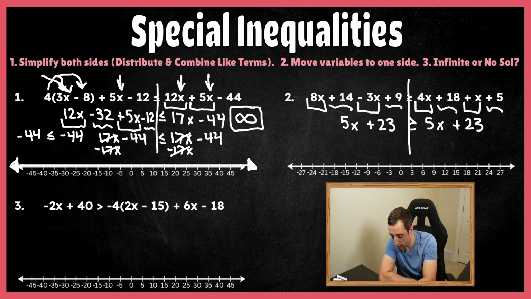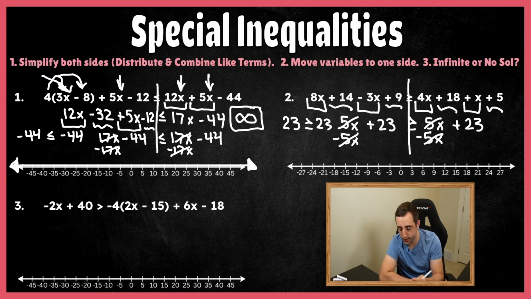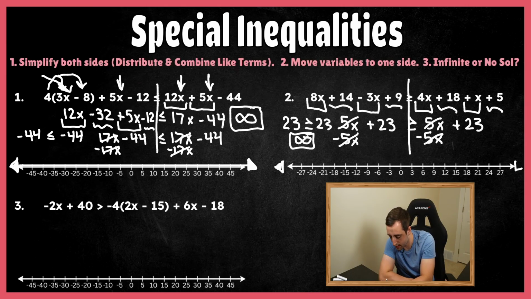Now let's move our variables to one side. So we're going to subtract 5x here. These are going to cancel, these are going to cancel, and we're left with a very, very similar scenario where 23 is greater than or equal to 23 is a true inequality statement, meaning once again we have infinitely many solutions for number 2. So we just put our two arrow tips, one on one side, one on the other side, and then we have it span across the entire number line for number 2.